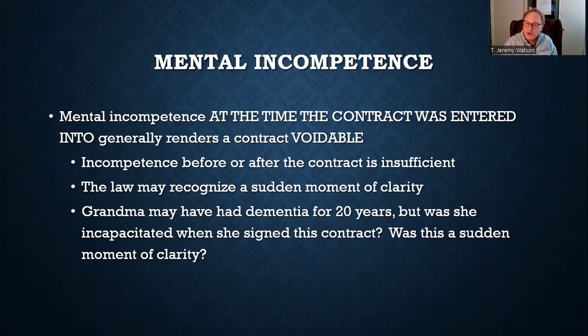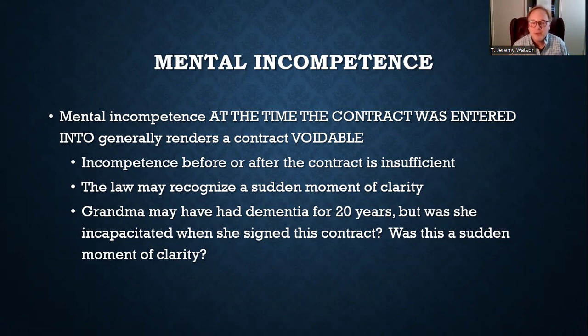And it is important to understand that the law does recognize sudden moments of clarity. Okay, somebody may have dementia, or they may have arterial sclerosis. They may have some of these things that affect their ability. Maybe they've been incapacitated for 20 years, but all of a sudden they have a really good day. And if they have a really good day and they enter into a contract when they're competent, and then the next day they're incapacitated again, well, if you can prove that, then that contract is enforceable. That sudden moment of clarity.